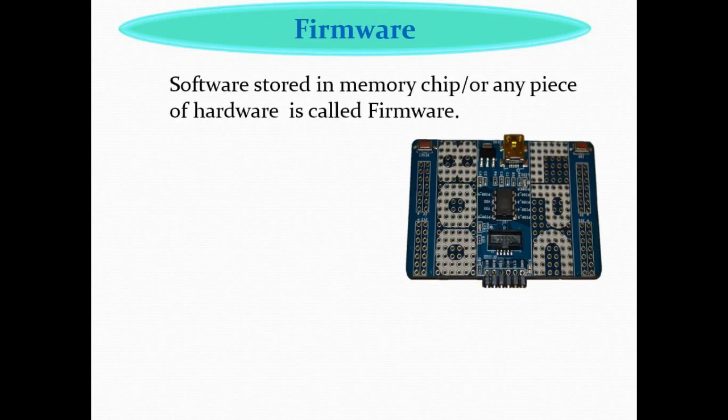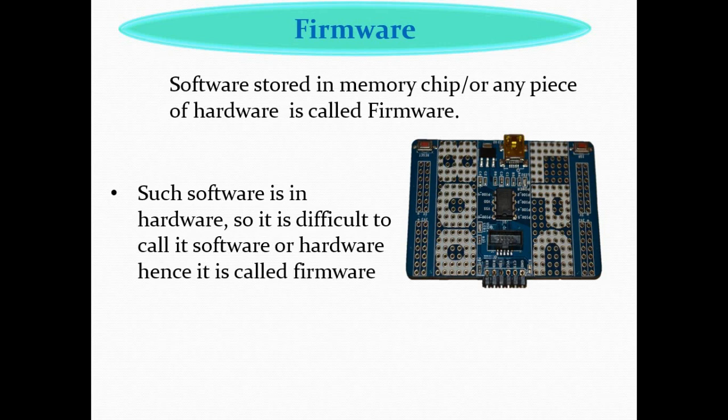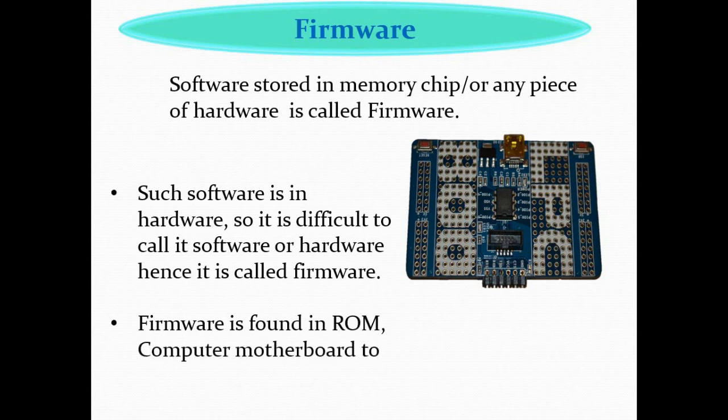The next term is firmware. So software stored in a memory chip or any piece of hardware is called as firmware. Such software is in hardware, so it is difficult to call it as software or hardware. So hence it is called as firmware. So firmware is found in ROM, computer motherboard to hold hardware settings and booting data. I think now you're clear with the term called firmware.